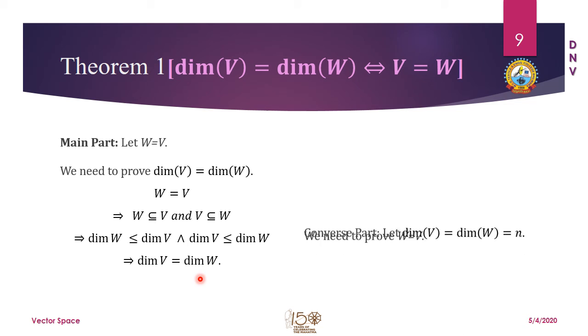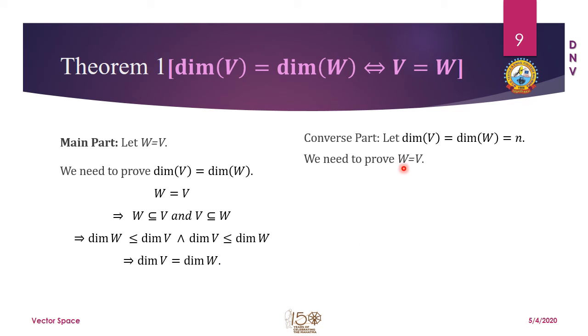Next is the converse part. What is the converse part? That we consider that the dimensions of two spaces are the same. The dimension of V equals dimension of W, and consider it is say N. Then we need to prove that the two sets are equal. Now we take the help of a basis. We have considered the dimension of V or dimension of W as N. Then I can say that there will be N vectors in either W or V.